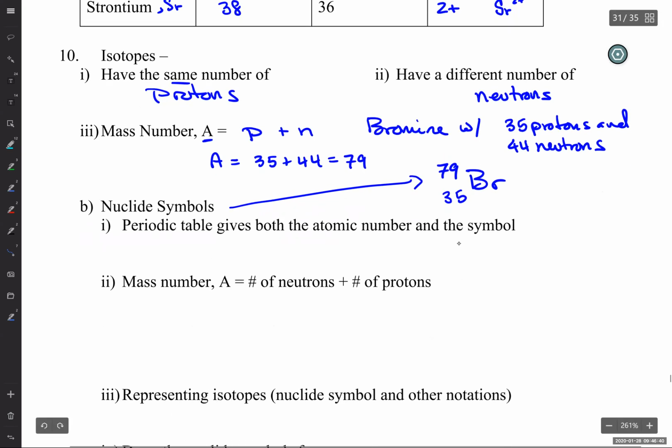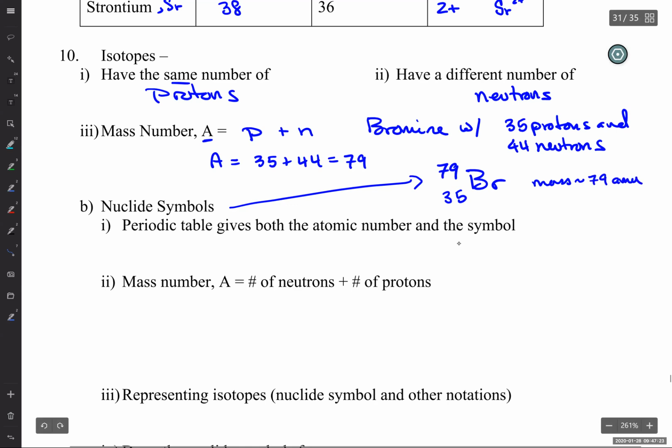The periodic table only gives you the atomic number, like bromine, and the symbol. The mass number for elements is usually measured. It's not on the periodic table anywhere, but for bromine, you'll notice its average mass says 79. It's usually pretty close. The average mass is usually pretty close to the number of protons plus neutrons, because that's what makes up the mass of an element. So this particular isotope of bromine has a mass of approximately 79 atomic mass units.